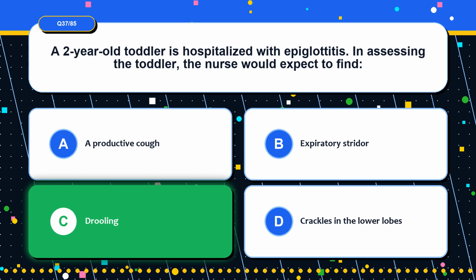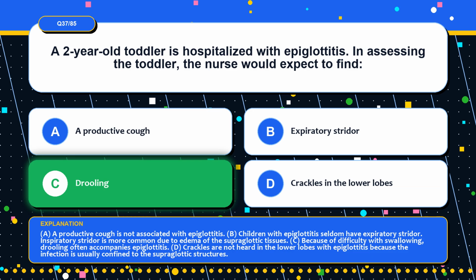The correct answer is option C. Drooling. A productive cough is not associated with epiglottitis. B. Children with epiglottitis seldom have expiratory stridor. Inspiratory stridor is more common due to edema of the supraglottic tissues. C. Because of difficulty with swallowing, drooling often accompanies epiglottitis. D. Crackles are not heard in the lower lobes with epiglottitis because the infection is usually confined to the supraglottic structures.